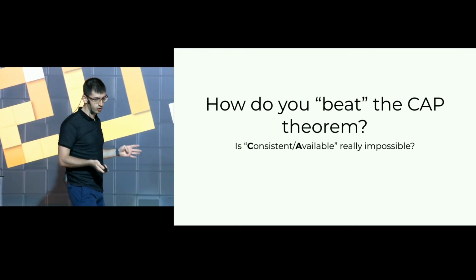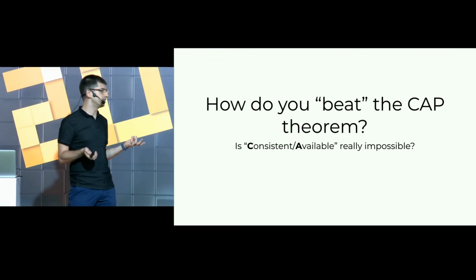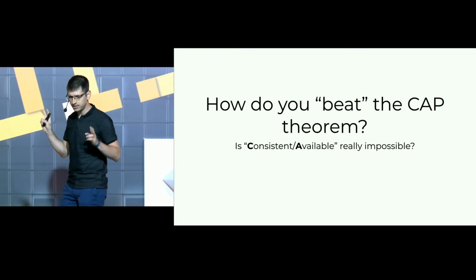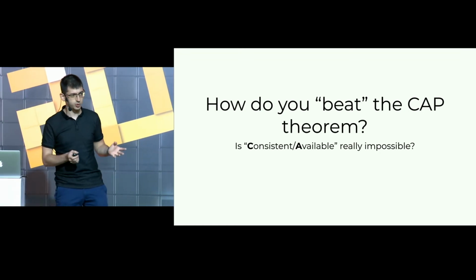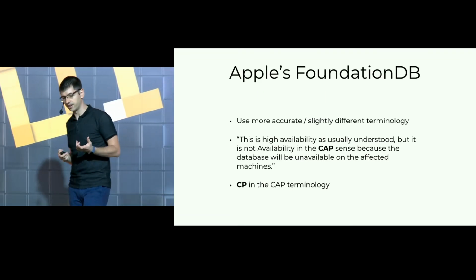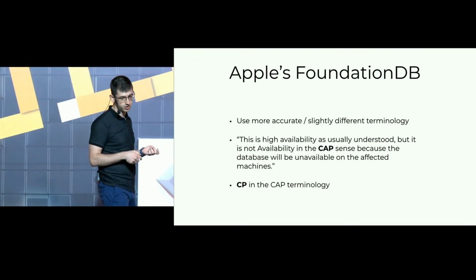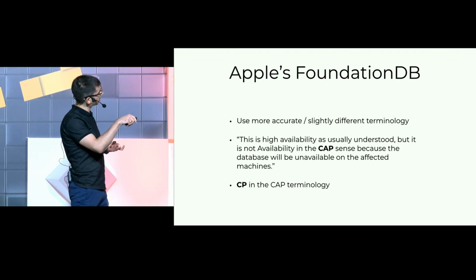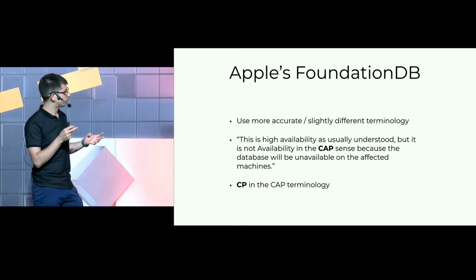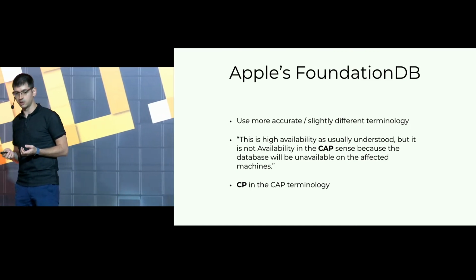And okay, a couple of tidbits: how do you beat the CAP theorem? There are a few systems lately. One is Apple's FoundationDB, one is Google's Spanner DB, that claim to beat the CAP theorem, which, like you said, is kind of hard because how do you know the different values if there's a partition? One interesting thing is that they usually beat it by slightly changing the definitions and the rules. For example, Apple's FoundationDB says in the docs something like: what we do is high availability as usually understood, but it's not availability in the CAP sense, which is more accurate and slightly different. But in the end, in strict CAP terms, it's still a consistent and partition tolerant system.